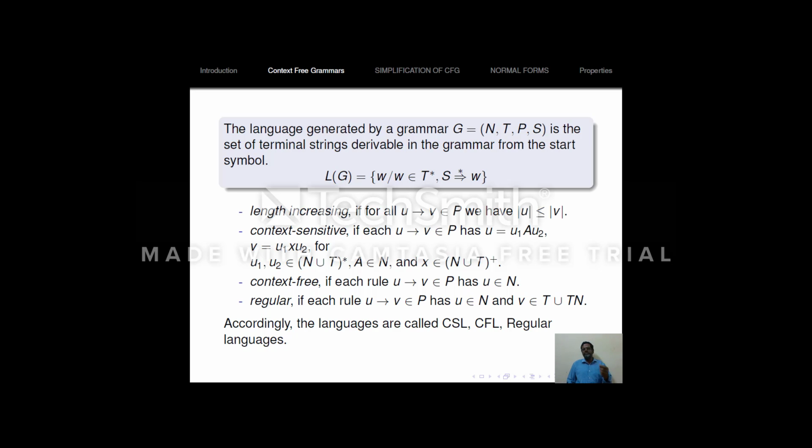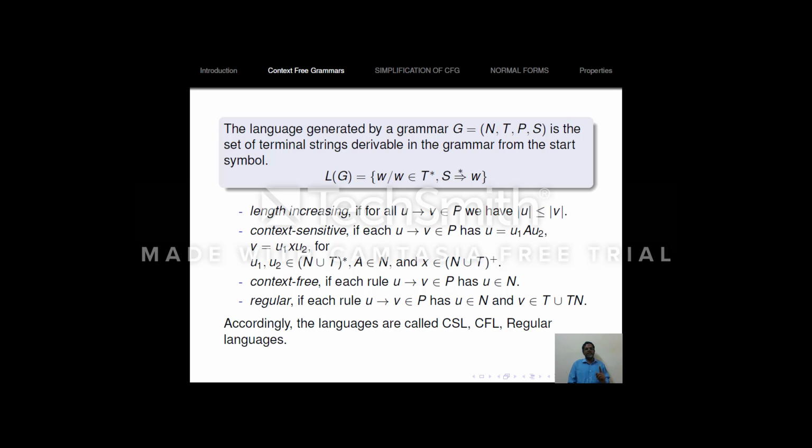Usually, in the example we saw that the verb goes to 8. This is the rule actually. Wherever verb is present, we can replace the verb by the word 8. But here in the context sensitive, all the rules should be of this format. What is the format? The required format is U goes to V should be a production.